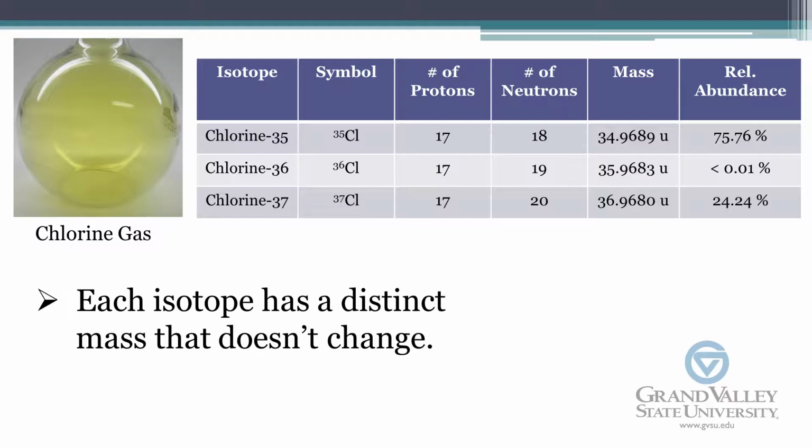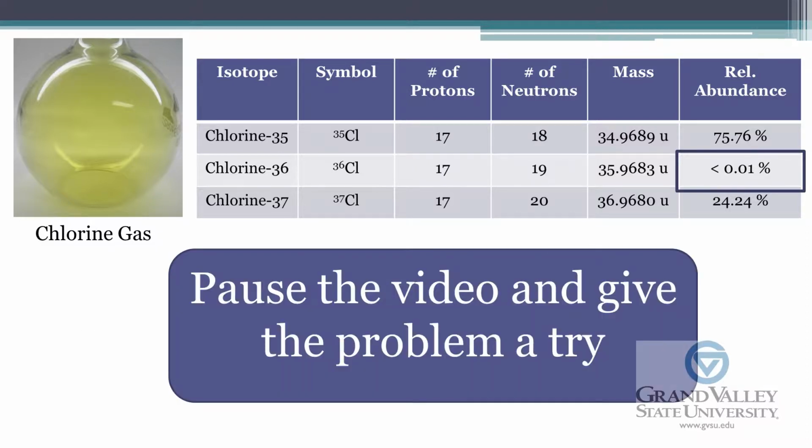Looking at the natural abundance of each of these, we see that 75.76% of all chlorine in nature consists of chlorine-35, and 24.24% consists of chlorine-37. Chlorine-36 exists at such small amounts in nature that it is not considered in the calculation for average atomic mass. Using the information given about chlorine-35 and 37, try to calculate the average atomic mass of chlorine. Feel free to pause the video.